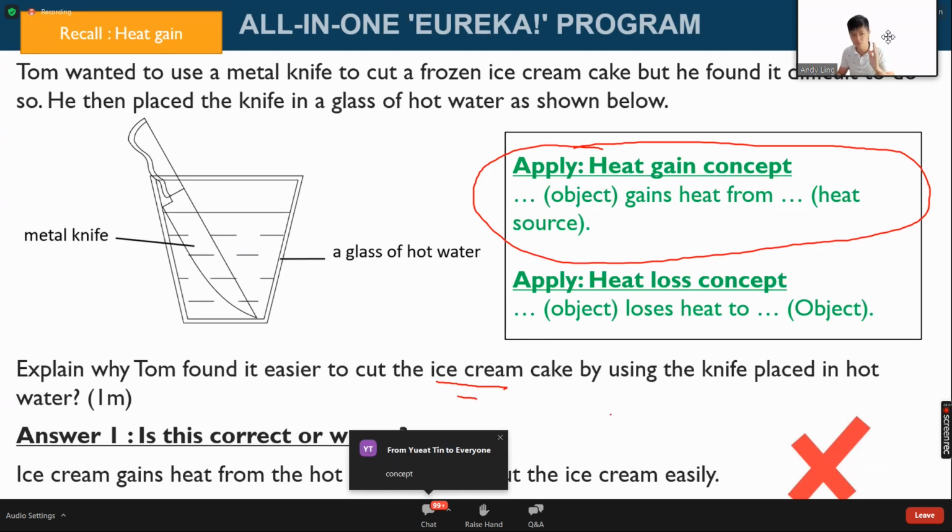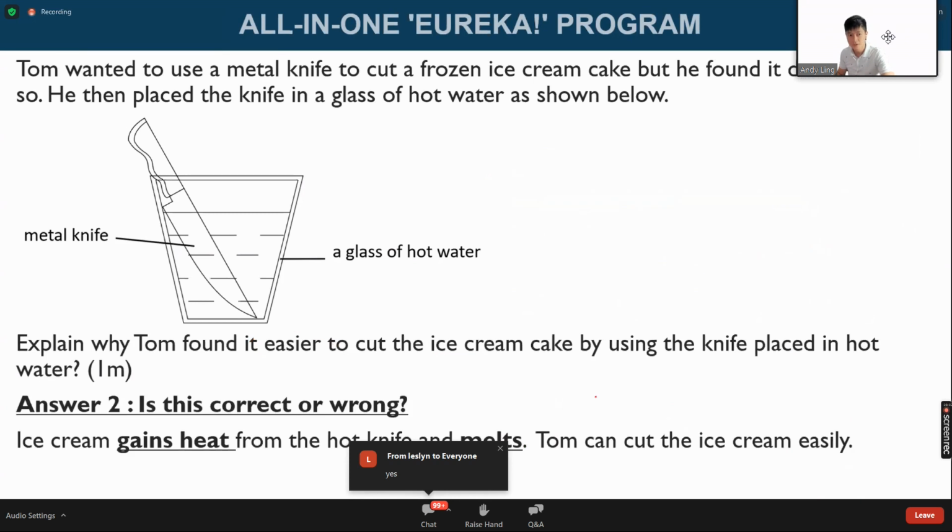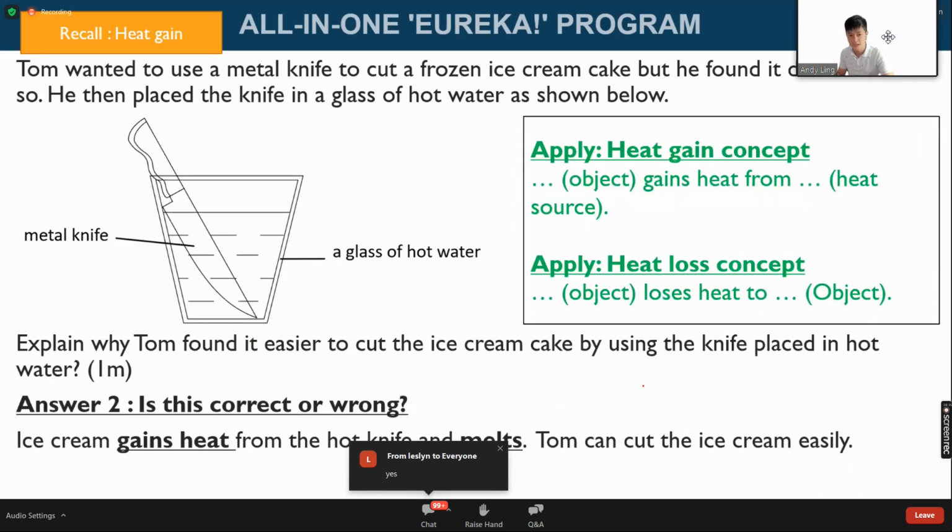Everybody, could you type out this very important keyword called melt? M-E-L-T. Yes, we need to have this word. Precisely, when the ice cream melts, does it make it easier for Tom to cut the ice cream using a knife? The answer is yes, right? So that's what I meant by linking back to the question. So ice cream gains heat from the hot knife and melts, and that is why Tom can cut the ice cream easily.